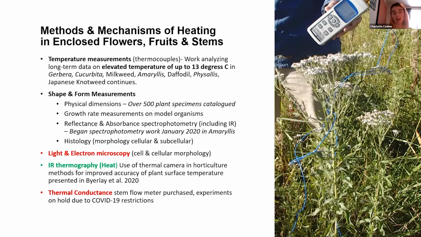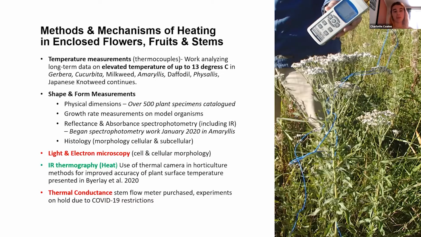And as well as the shape and form measurements, this past summer, we have conducted a lot of growth rate measurements on our model organism to compare the sunny and shady sides of the field and how the growth rates are between those.